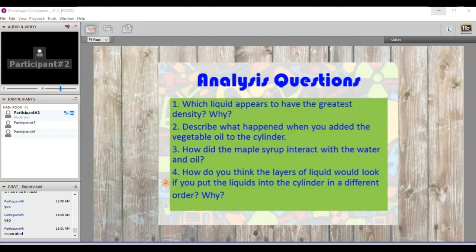So number 4, thinking about those layers in the video, if they would have poured all of those in a different order, do you think it would look different? What do you guys think? Do you think they would have stacked up differently?